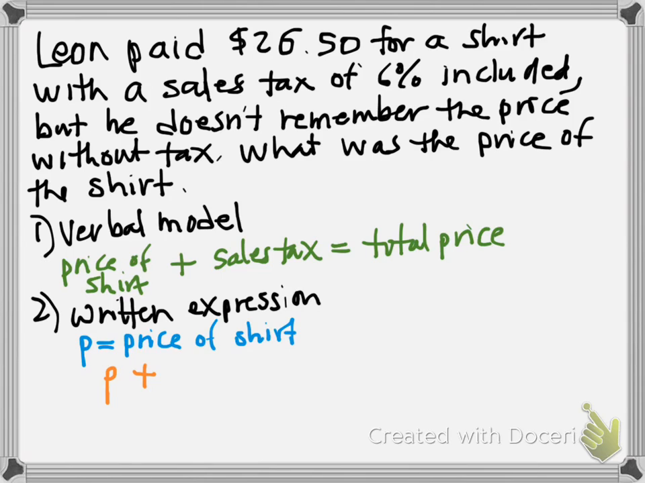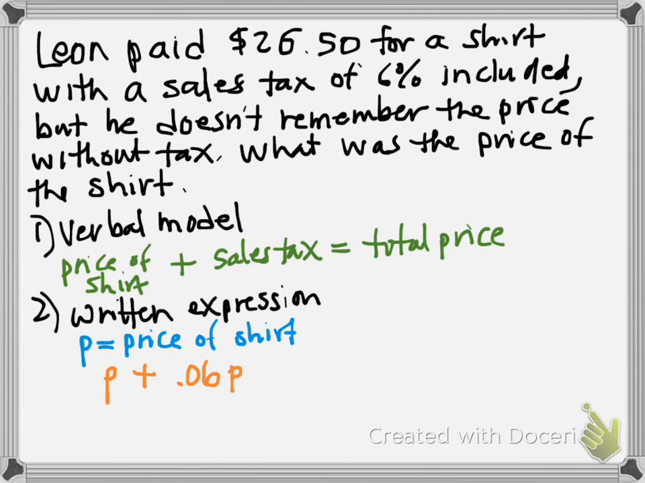And what am I going to do with that 0.06? Am I just going to add 6 cents to the price of the shirt and bam, I've got the total cost? No. What do I have to do with that percent in order to figure out the sales tax? Aiden. Multiply them. Oh, multiply the price of the shirt with the sales tax. Very good.